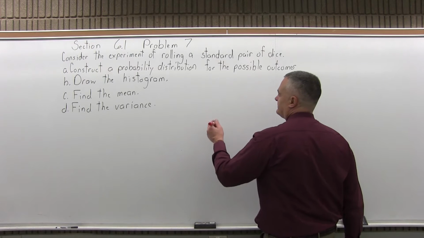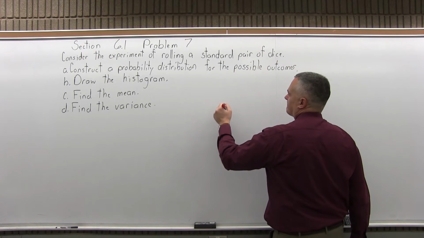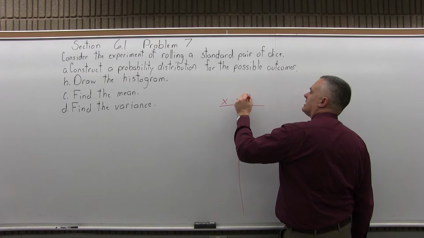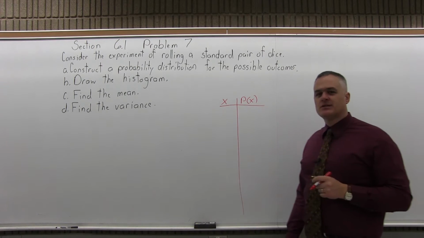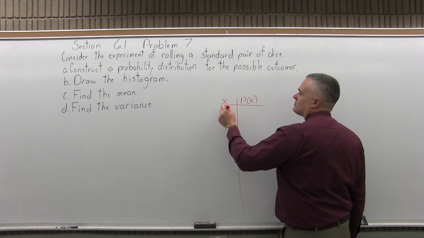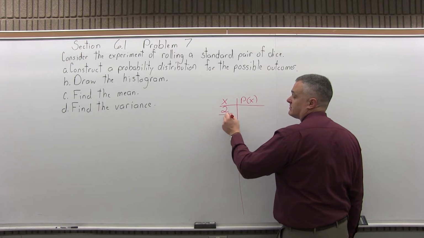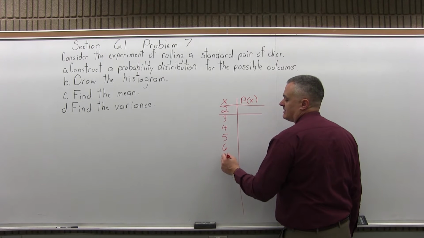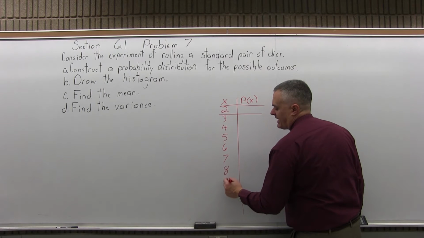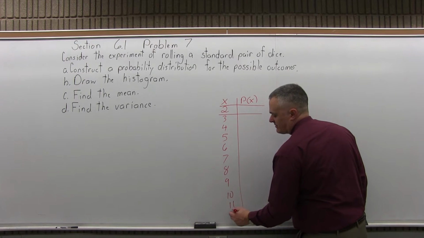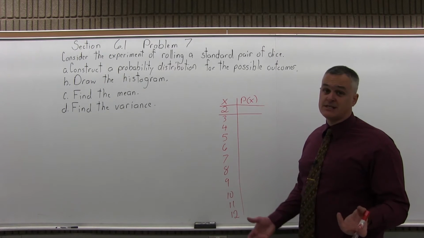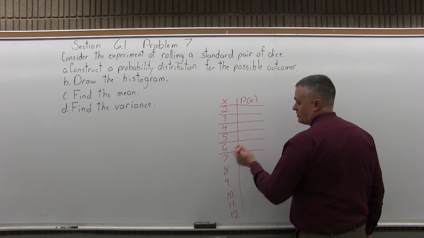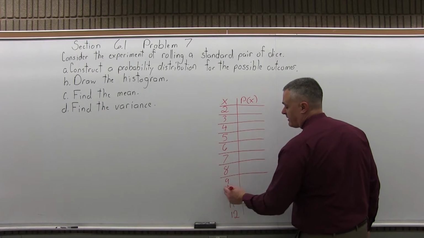So to start this off, we're going to have, let's put it here, x, probability of x. So now if I roll a pair of dice, what are all the possible outcomes? Well, the lowest roll I can get with a pair of dice is a 2. It's 1, 1. I can get a 3, a 4, a 5, a 6, a 7, an 8, a 9, a 10, an 11, or a 12. 12 is the biggest roll you can get when you roll a pair of dice. That's 6, 6. So that's the first column. 2 through 12 is every possible result you can get when you roll a pair of dice.